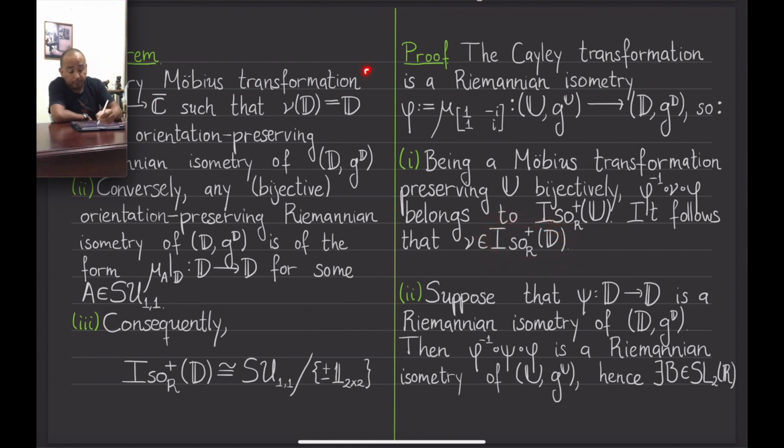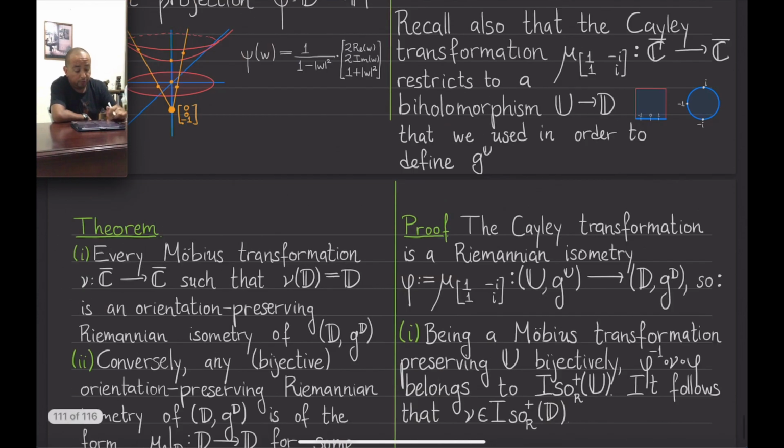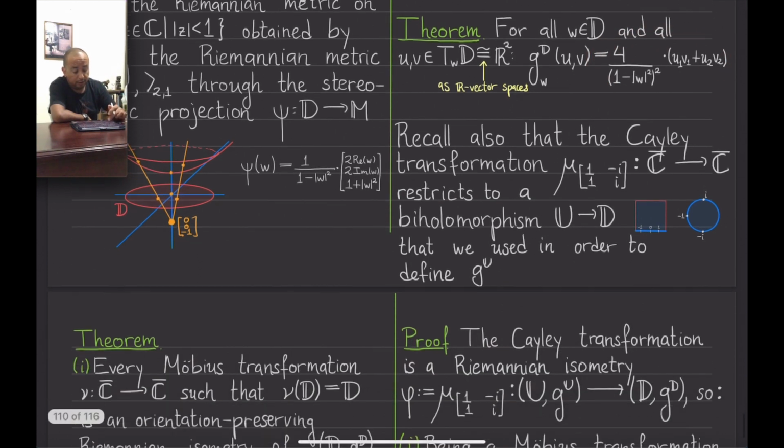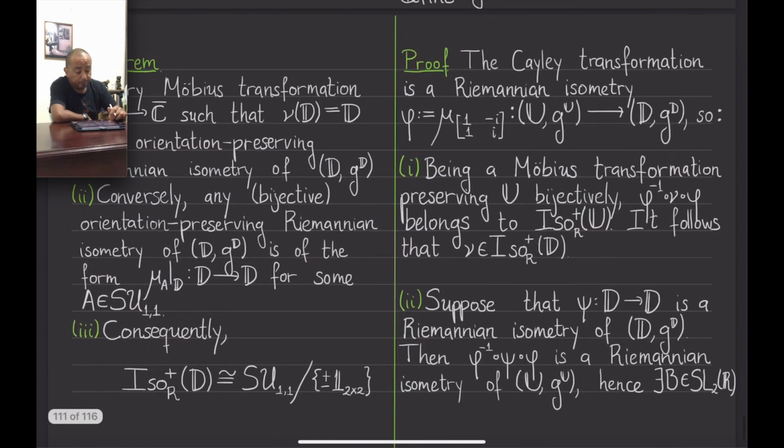Okay, so this proves one, and of course one can also be proved directly, right? Using the explicit formula for the Riemannian metric on D. But okay. Now let's show two and take any Riemannian isometry of D, and I should have said here an orientation preserving one, so here I should say maybe orientation preserving.